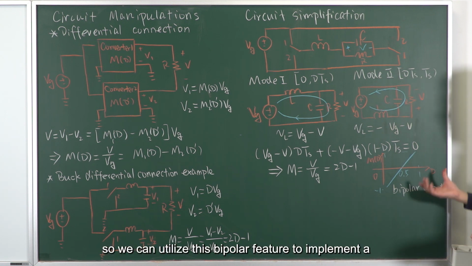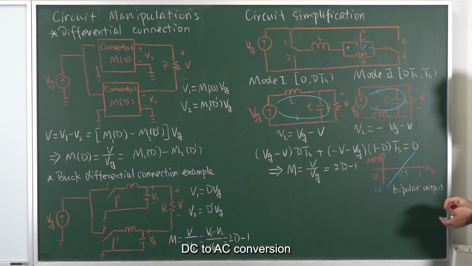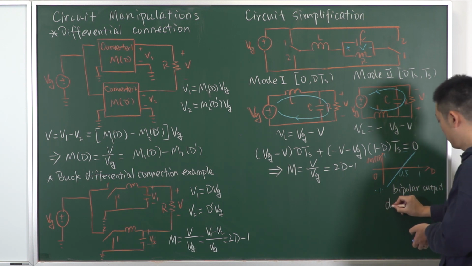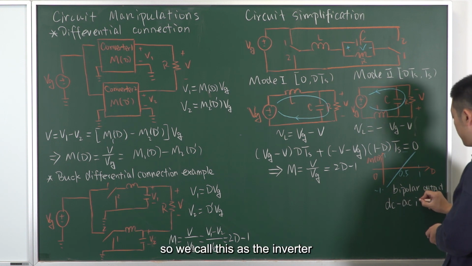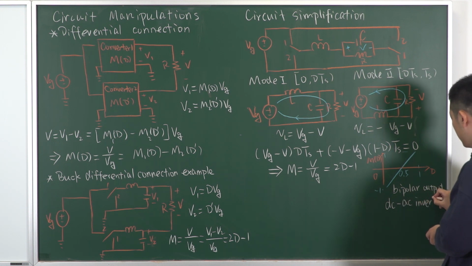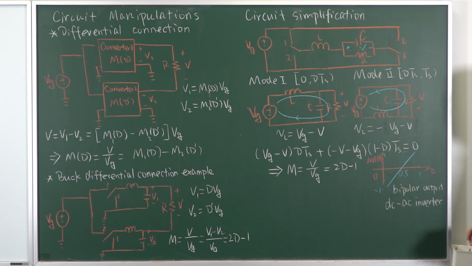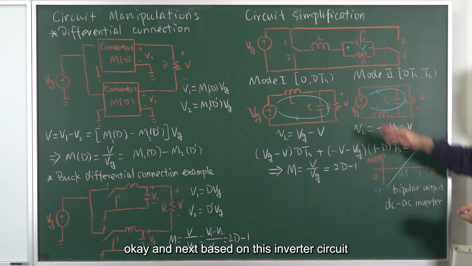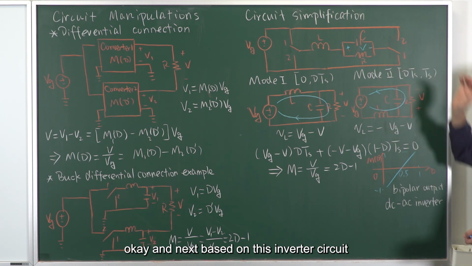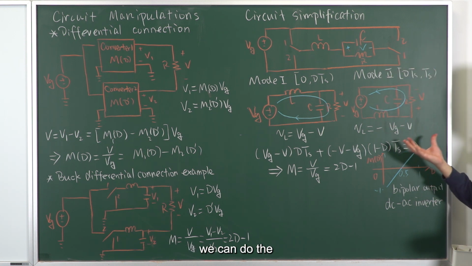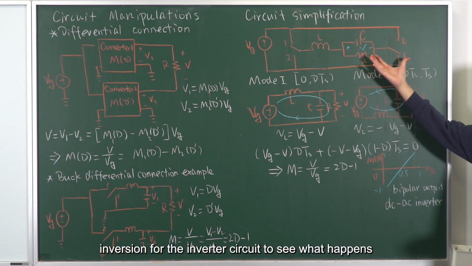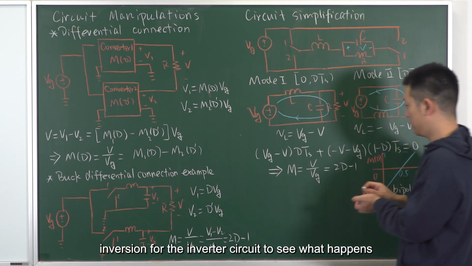So we can utilize this bipolar feature to implement a DC to AC conversion. So we call this the inverter. Okay, and next, based on this inverter circuit, we can do the inversion for the inverter circuit to see what happens.